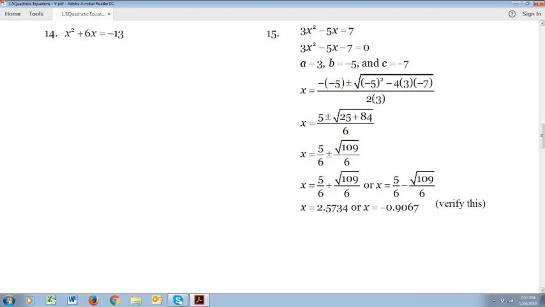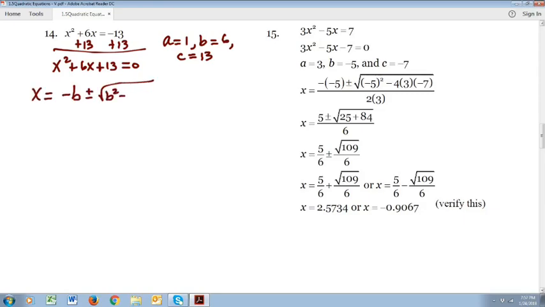So notice this one is not in standard form. And so let's go ahead and add 13 to both sides. We get x squared plus 6x plus 13 equals 0. It's really important you do this, because if you had used c equaling negative 13, that would mess everything up. C is 13 here. So we got a is 1, b is 6, and c is 13. Let's go ahead and write down the quadratic formula.